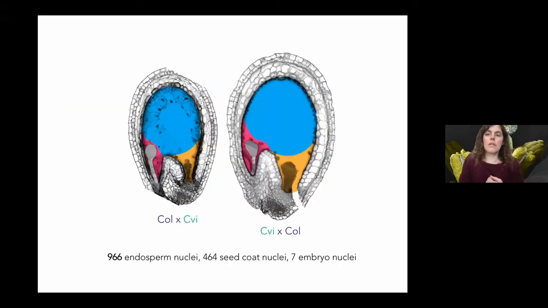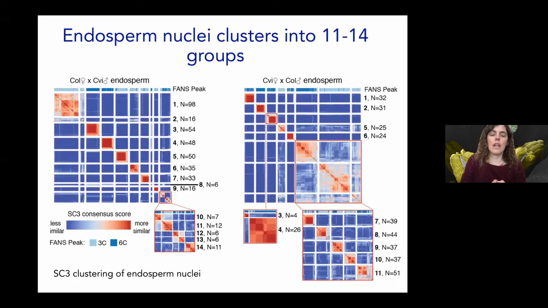So we did this on reciprocal crosses between Col and Cvi, sequenced about 1,500 nuclei, and were able to enrich for about 1,000 endosperm nuclei. We performed clustering on the endosperm nuclei and also on the seed coat nuclei, but I won't go into that. And we did this separately for the reciprocal crosses. So we have Col female crossed to Cvi male and Cvi female crossed to Col male, F1 endosperm.